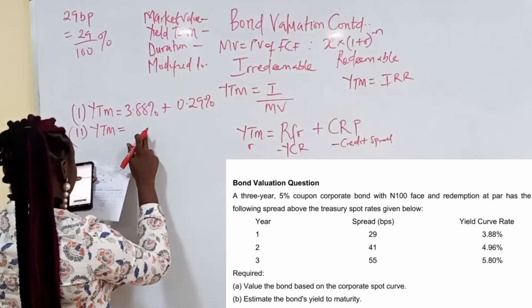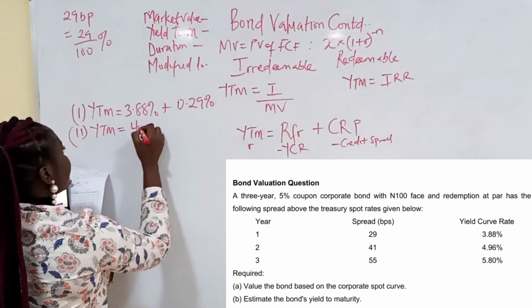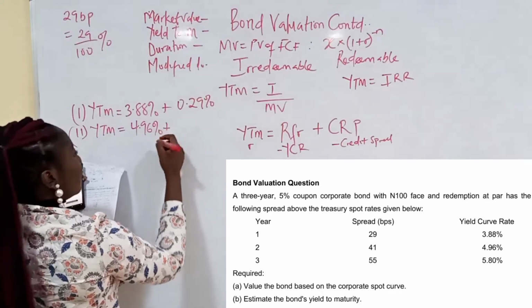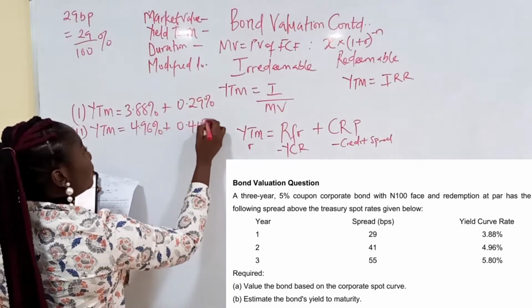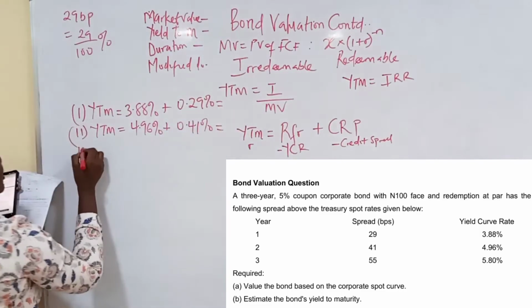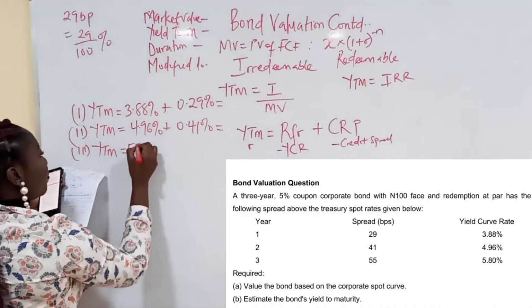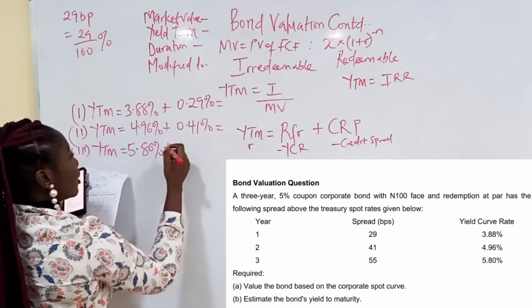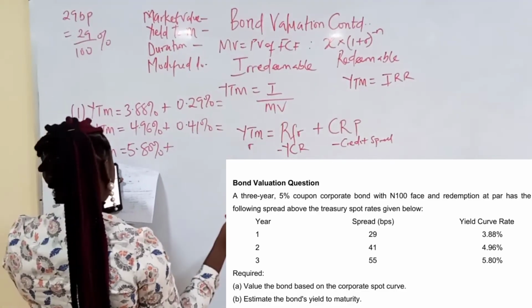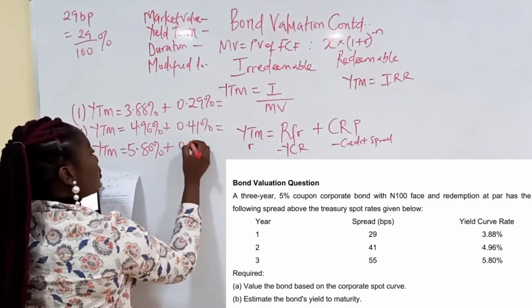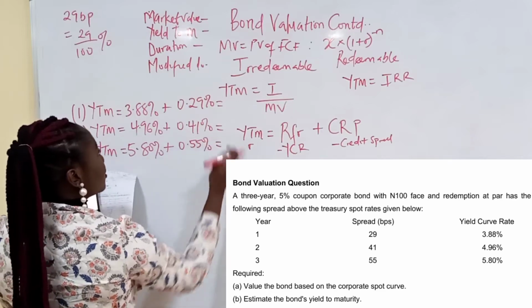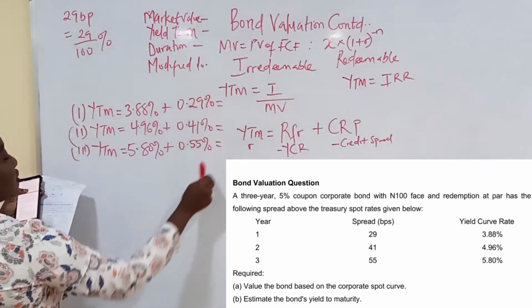Your risk-free rate, which was given to you as 4.96% plus 41 basis points, 0.41%, equals. In year 3, your yield to maturity, that's what you should use to discount, should be 5.80% plus your credit risk spread, which is given as 55 basis points, 0.55%, equals. So let me get my calculator and solve all of this.